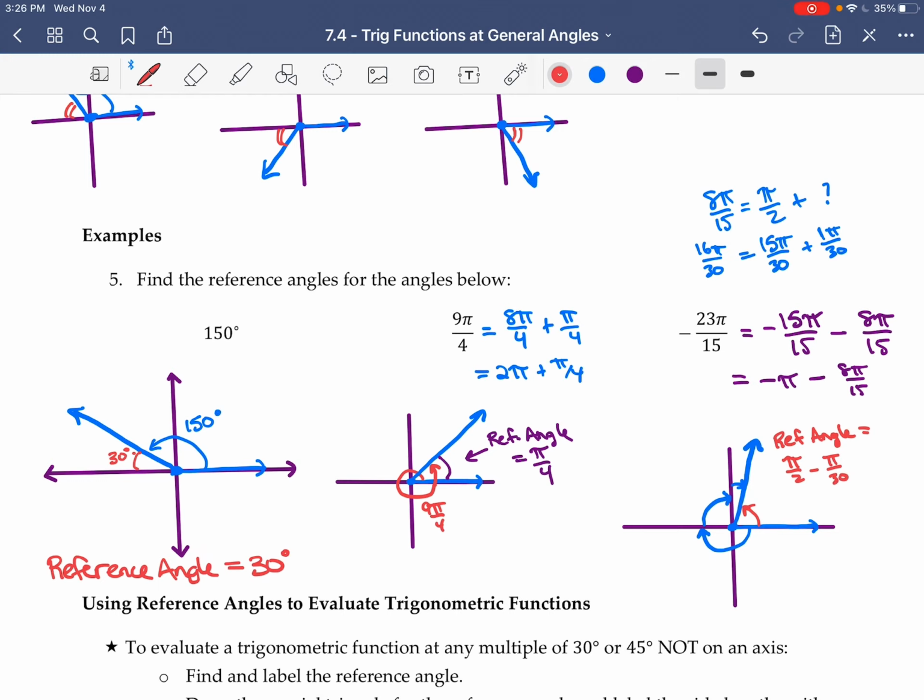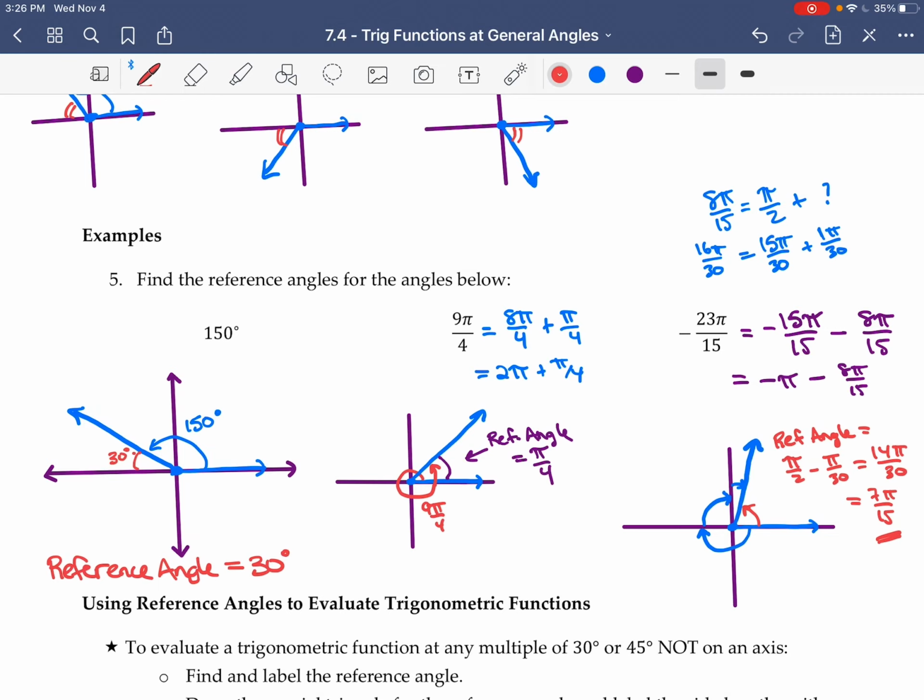Okay, so if I times it by 15, it's 15 pi by 30 minus 1 pi by 30, so it's 14 pi by 30, which is 7 pi by 15. Okay, so that's our reference angle there.